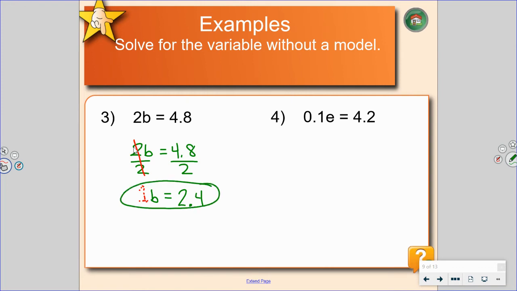Or is it? We can always check to make sure we have a valid solution by recopying the equation, substitute in the number, cross off if you need to. 2 sets of 2 is 4, 2 sets of 4 tenths is 8 tenths, and that appears to be a true statement to me.